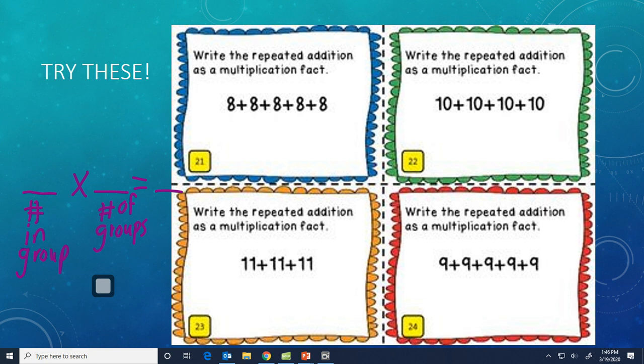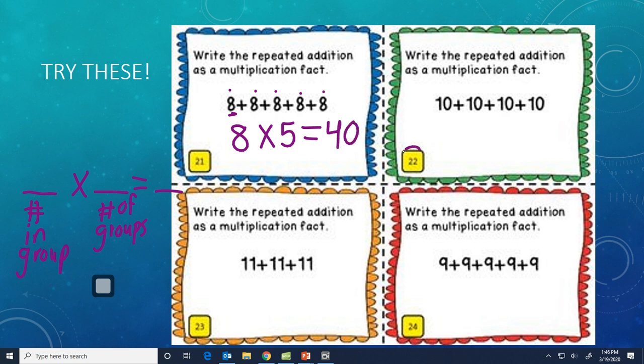All right, now that you're back, let's take a look at this. So I know in each group I have the number 8. And I'm going to multiply that by how many groups I have. I have 1, 2, 3, 4, 5. So it's 8 times 5. So if you added all of those together, you would find out that 8 times 5 is 40.